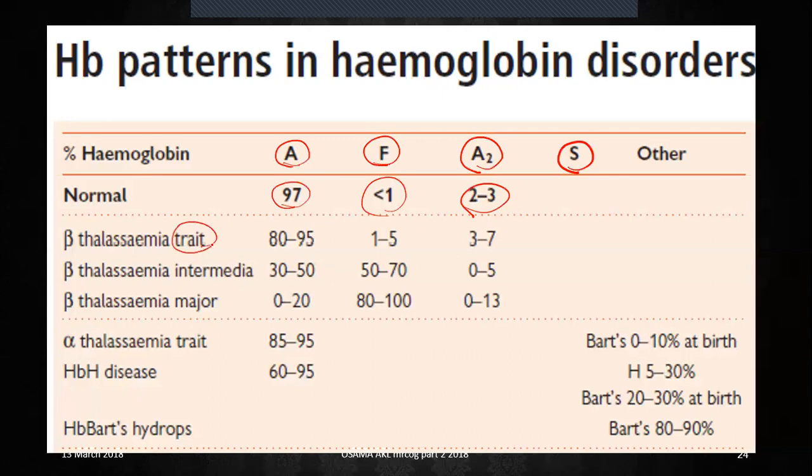Beta-thalassemia trait. In beta-thalassemia, there is a problem in the beta subunit, so the body can compensate by using other subunits like delta and gamma. In beta-thalassemia trait, there will be an increase in delta subunit. In beta-thalassemia intermediate, there will be an increase in gamma subunits, so fetal hemoglobin will be increased. In cases with beta-thalassemia major, as you see here, most of the blood contains fetal hemoglobin.